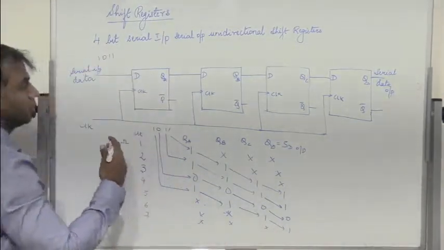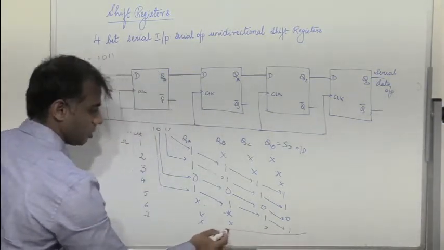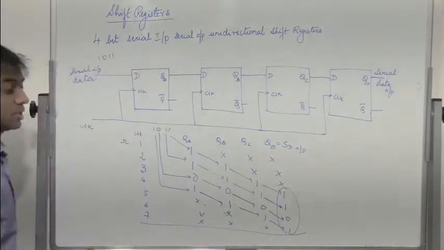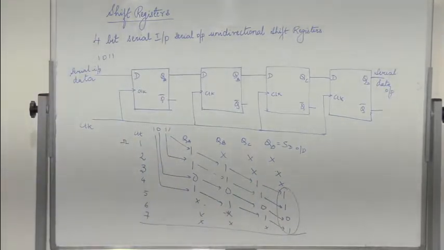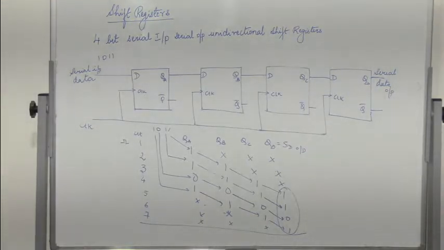What is the output of QA, QB, QC? We are not interested. So after the 7th clock pulse, I would have got the last bit, which is the 4th bit. Okay? So in case of a 4-bit serial input, serial output, unidirectional shift register, I get all the 4 bits only after 7 clock pulses.